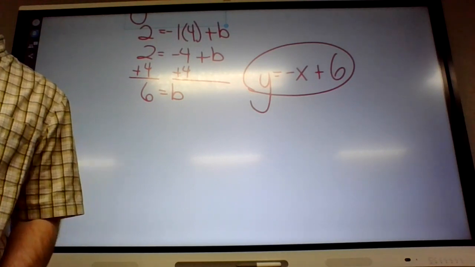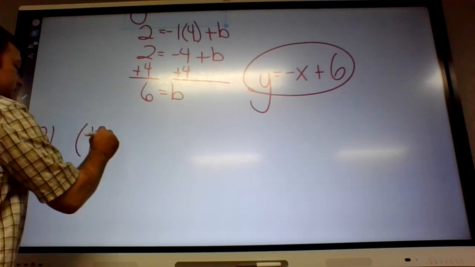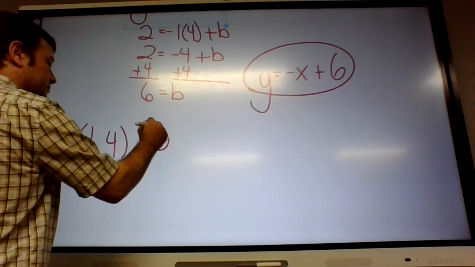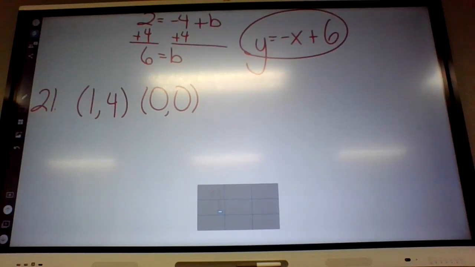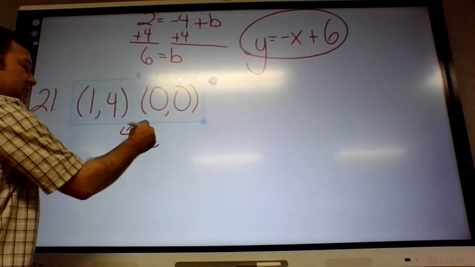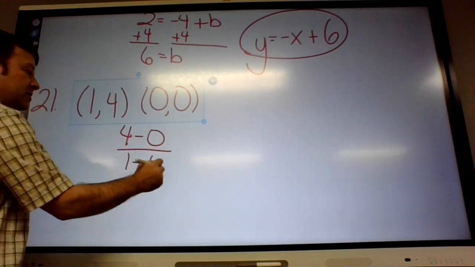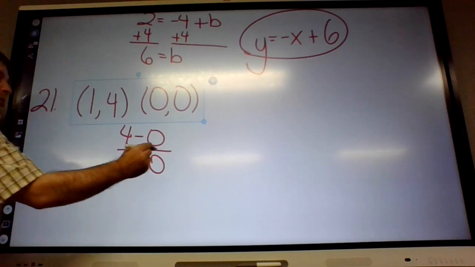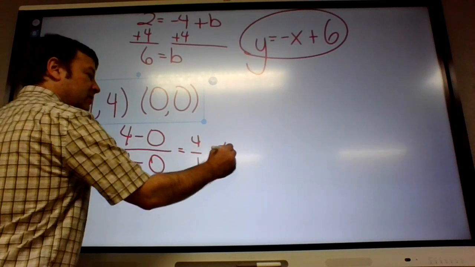All right, 21, 1, 4, and 0, 0. Well, 0, 0 is going to be easy to plug in. Okay, slope. How do I find the slope? Y minus y. So 4 minus 0. 0 is kind of just make everything easy. 4 minus 0 over 1 minus 0. So the slope is 4.